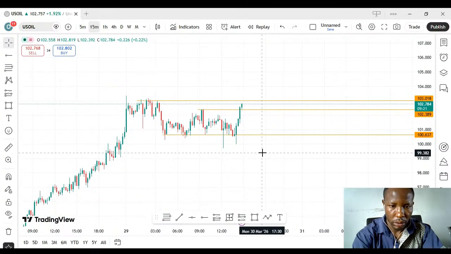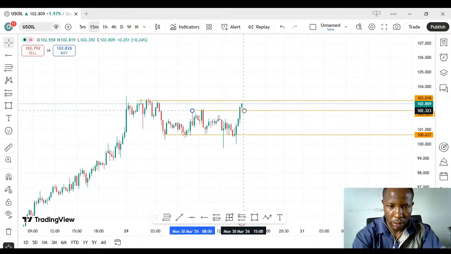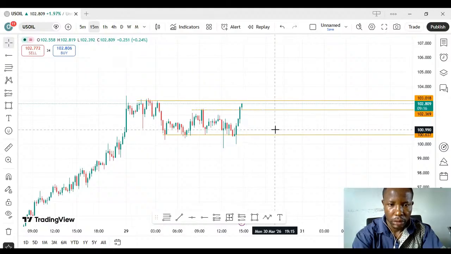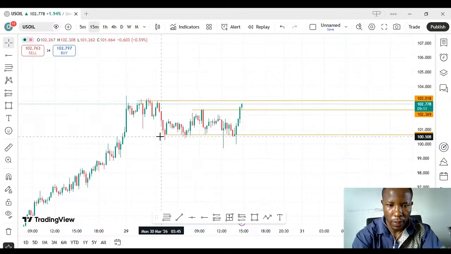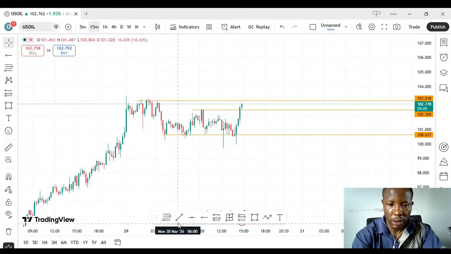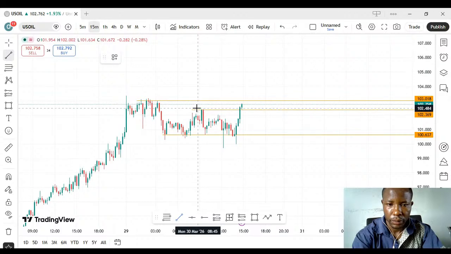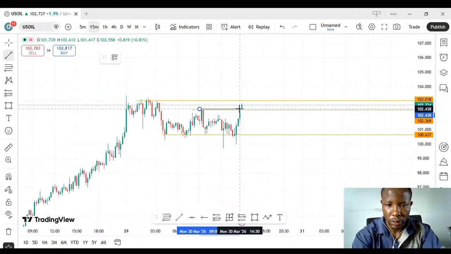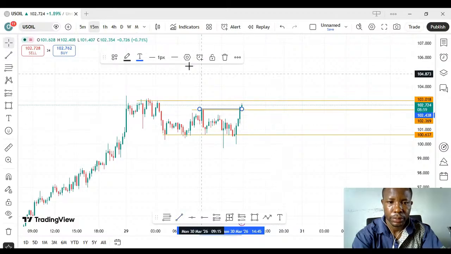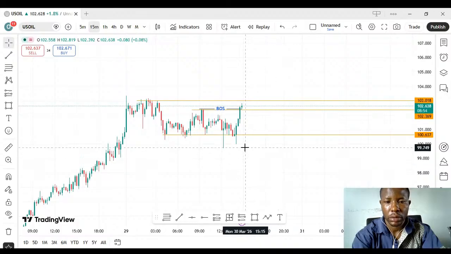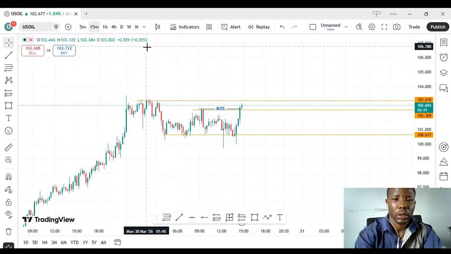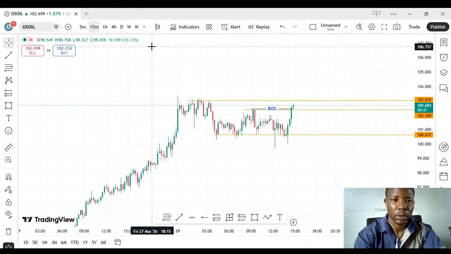So let's quickly bring this to the areas they are supposed to be. Here it's okay right now. Let's start the analysis from here. This should be our block of structure. The last block of structure to the upside is here.